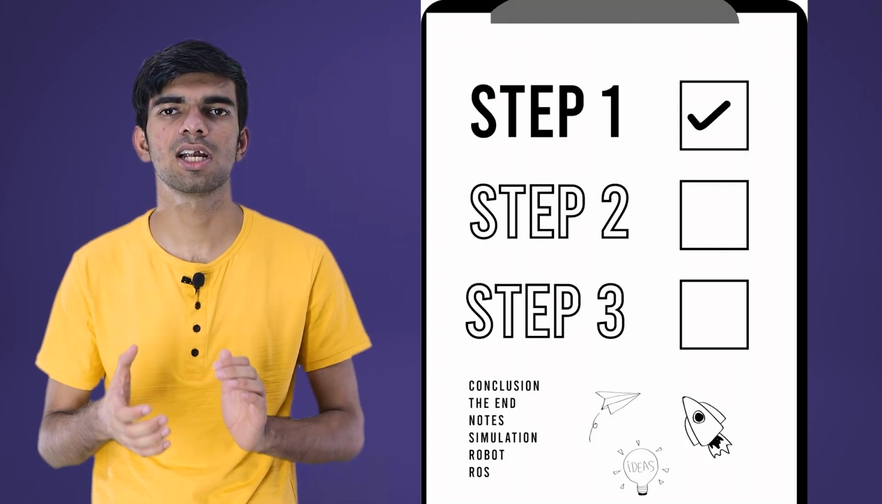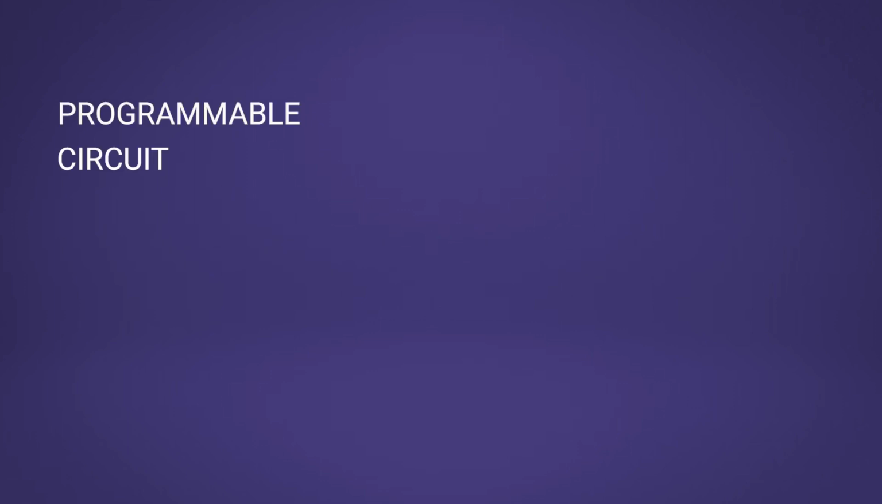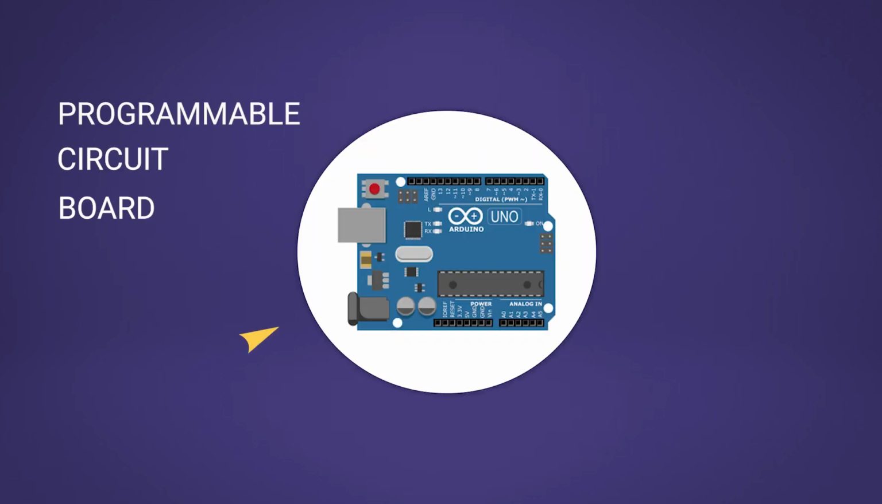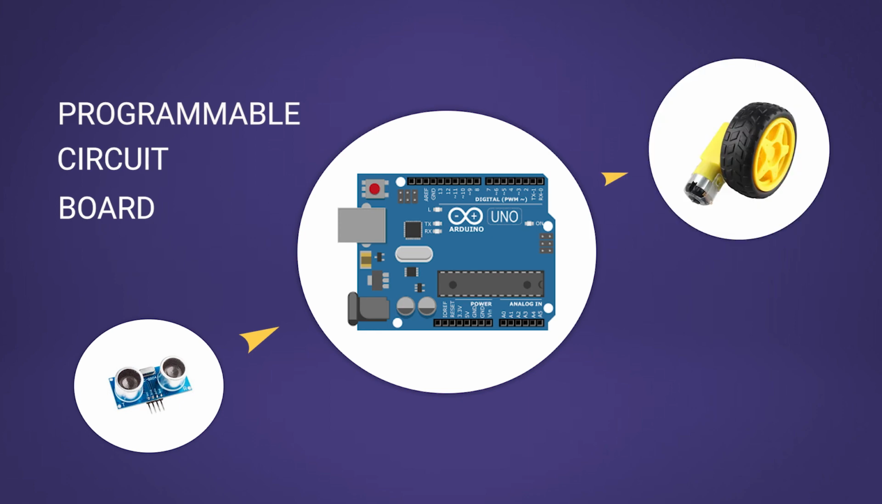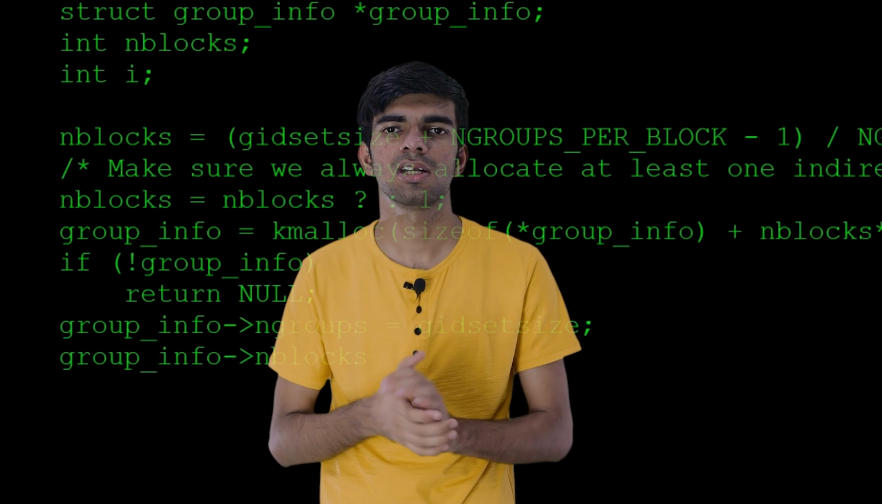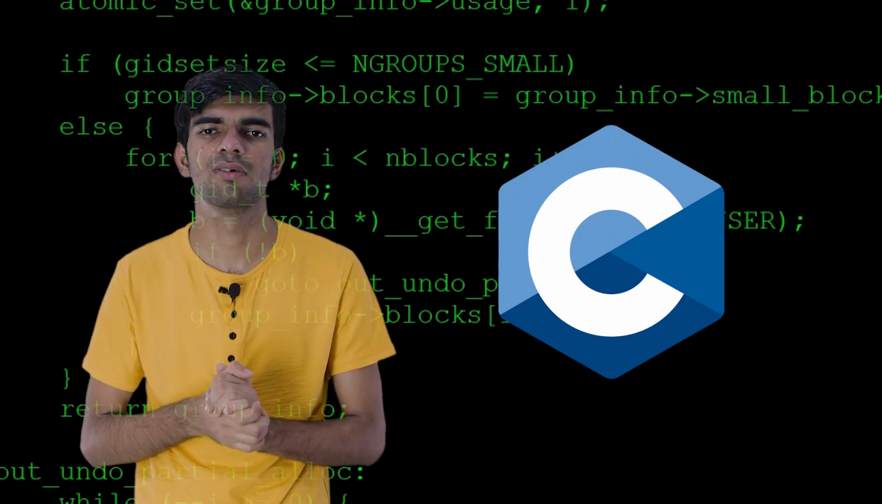Step 1. Start with a microcontroller. But what is a microcontroller? A microcontroller is a programmable circuit board which takes input values from sensors, does some calculation on them, and based on the calculation can control motors, actuators, etc. And since a microcontroller is a programmable device, you need to understand the basics of the C programming language.